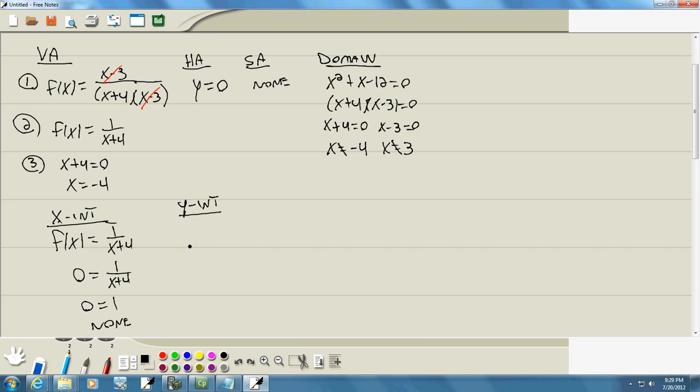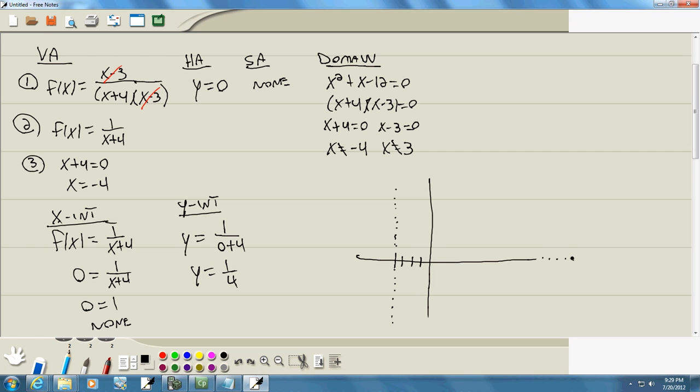For our y-intercept, we'll plug 0 into the other variable. Remember, f of x is y, so we'll plug 0 in for x. So I've got 0 plus 4 there, which gives us 1/4. Okay, so let's see what we got. Vertical asymptote is at negative 4. It's an invisible line. Your graph will skim it at some point. y is equal to 0 is our horizontal asymptote, and that actually happens to correspond with our x-axis. Again, it'll skim it at some point. There is no slant asymptote. Domain we'll come back to. And x-intercept there is none. y-intercept is 1/4.